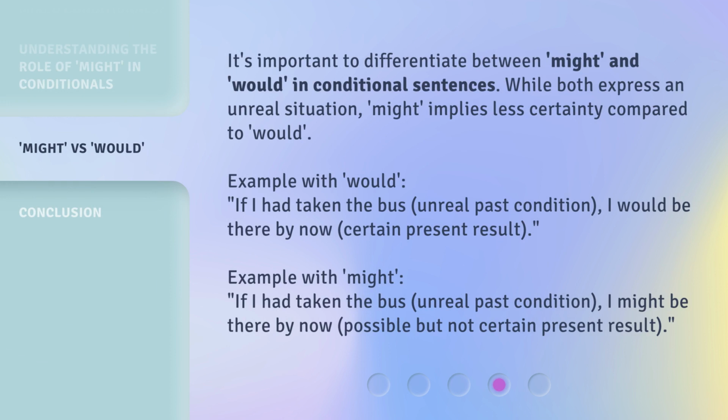It's important to differentiate between might and would in conditional sentences. While both express an unreal situation, might implies less certainty compared to would. Example with would: if I had taken the bus, unreal past condition, I would be there by now, certain present result. Example with might: if I had taken the bus, unreal past condition, I might be there by now, possible but not certain present result.